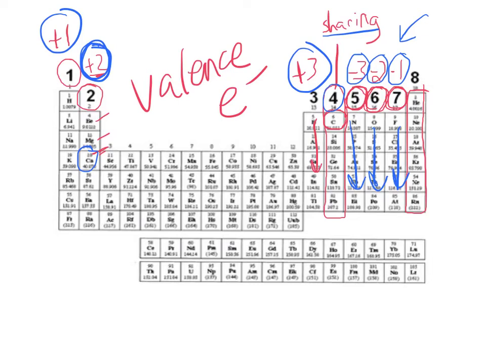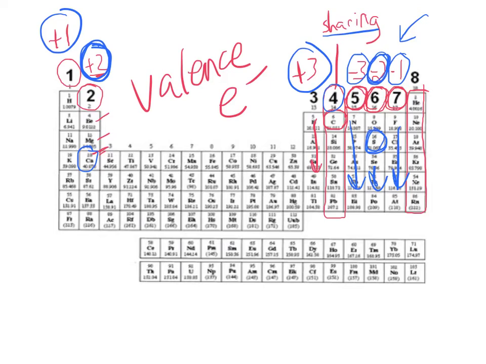Let's see, what's another good one here? Sulfur. Sulfur is in family 6, so it's going to gain 2 electrons, so it's automatically going to form a -2 ion all the time. And that's an important pattern to see in the table.